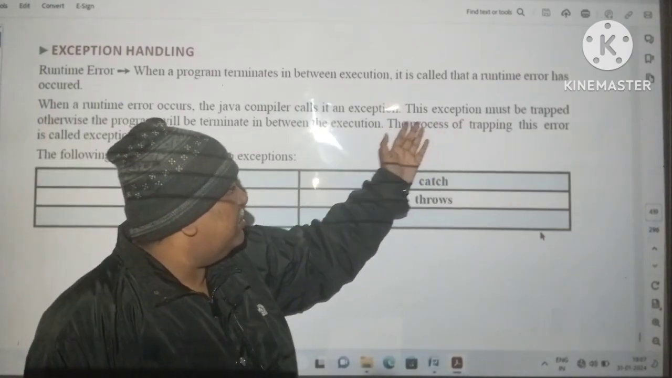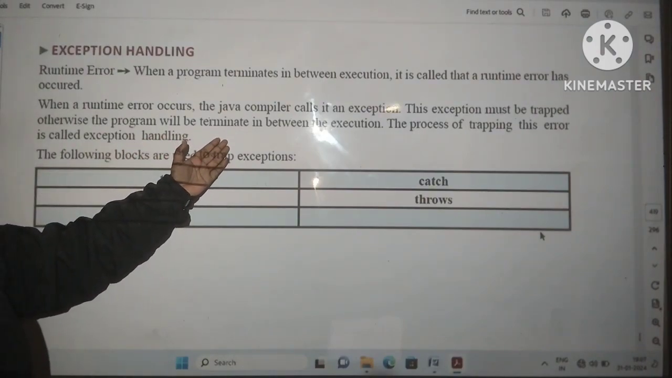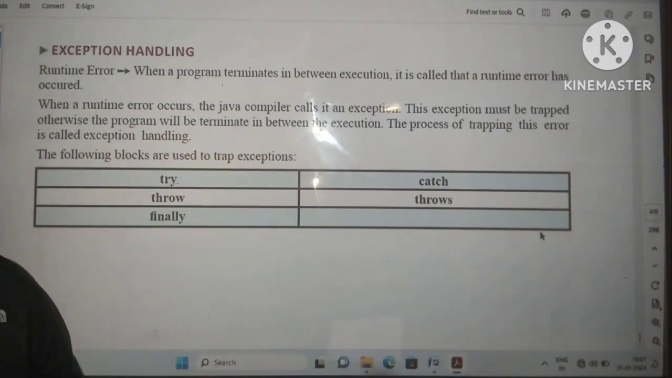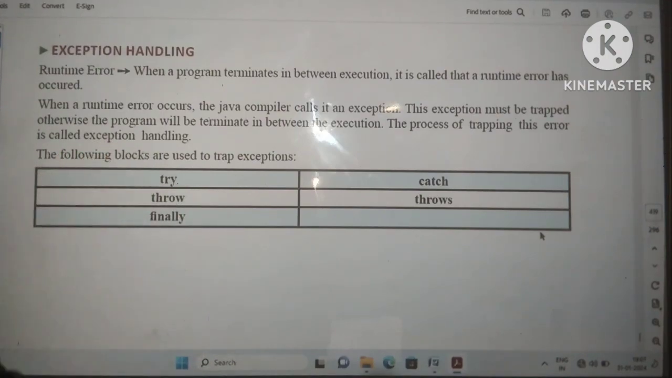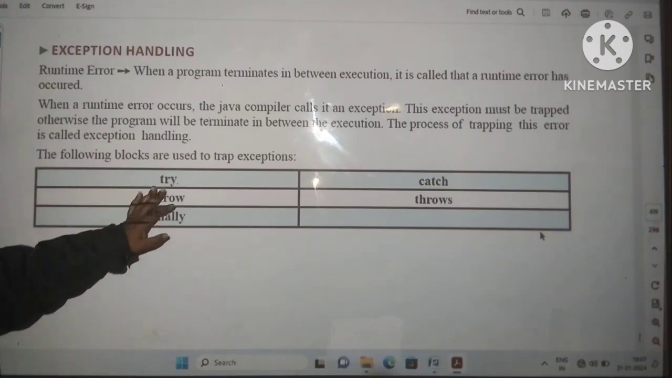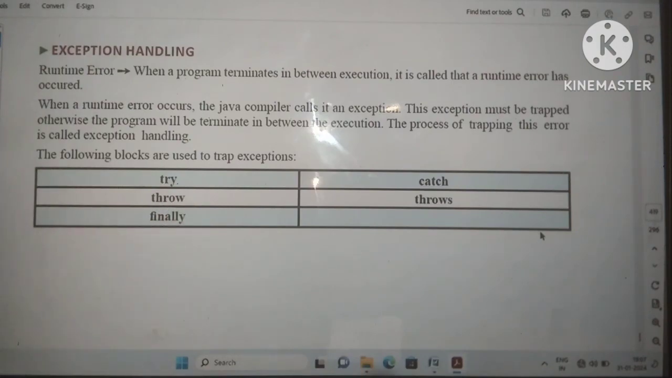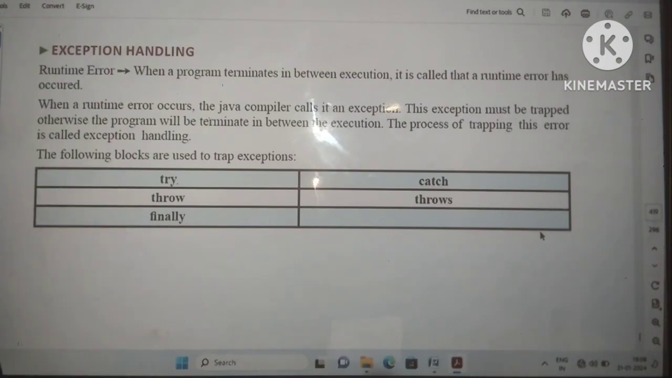Now see, this exception must be trapped, otherwise the program will be terminated in between the execution. The process of trapping this error is called exception handling. The following blocks are used to trap the exceptions: try, catch, throw, throws, finally. For these 5 blocks, you have to learn the names only. You don't have to learn the definition. Still, I am telling you the definition.